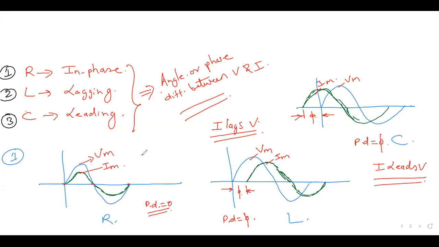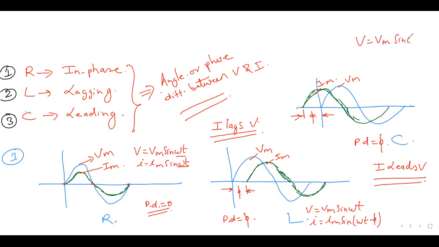So that's why we wrote here V equal to Vm sin of omega t, I is equal to Im sin of omega t. So the angle is the same, so the phase difference is 0. Here, if you want to prove this relationship, you write V equal to Vm sine of omega t and I is equal to Im sine of omega t minus phi for lag. Similarly, for lead, if this is Vm sine omega t, and current is leading, the angle should be omega t plus phi.